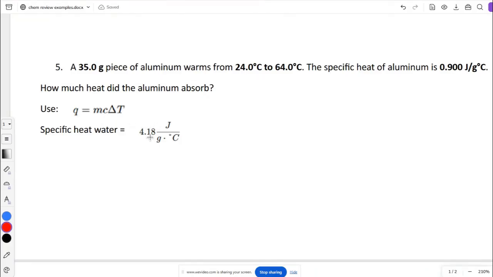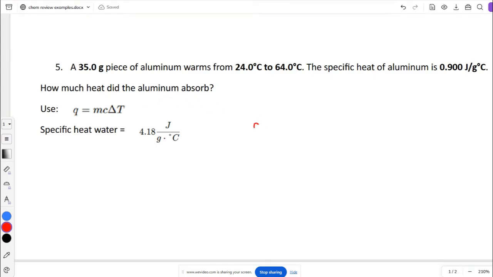The higher the number, the more energy it's going to take to heat that substance, 1 gram of it, by 1 degree Celsius. And delta T, the triangle, means change in temperature. T is always temperature, so delta T is the change in temperature. So we got everything we need here. All right, so we're solving for Q. How much heat did the aluminum absorb?